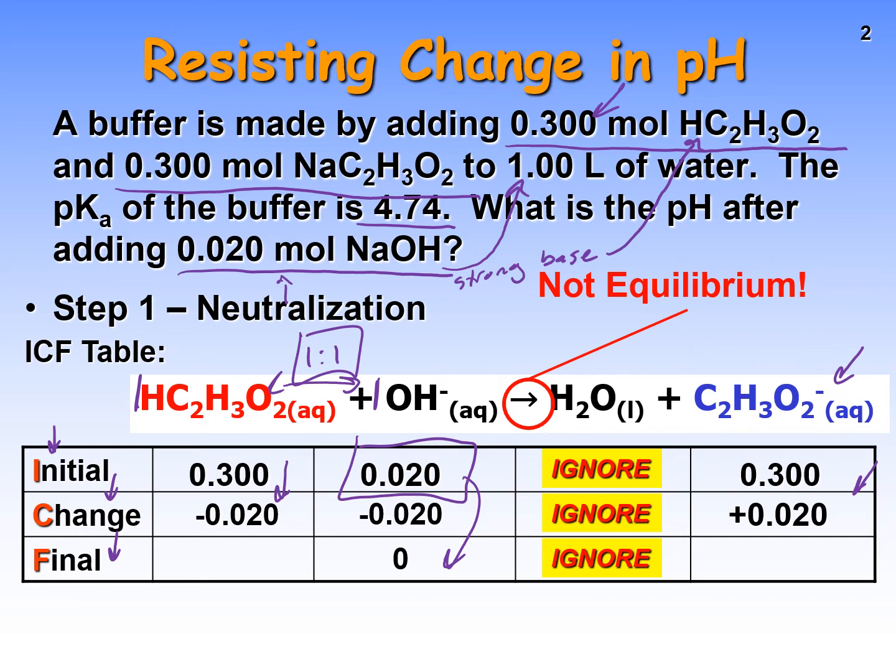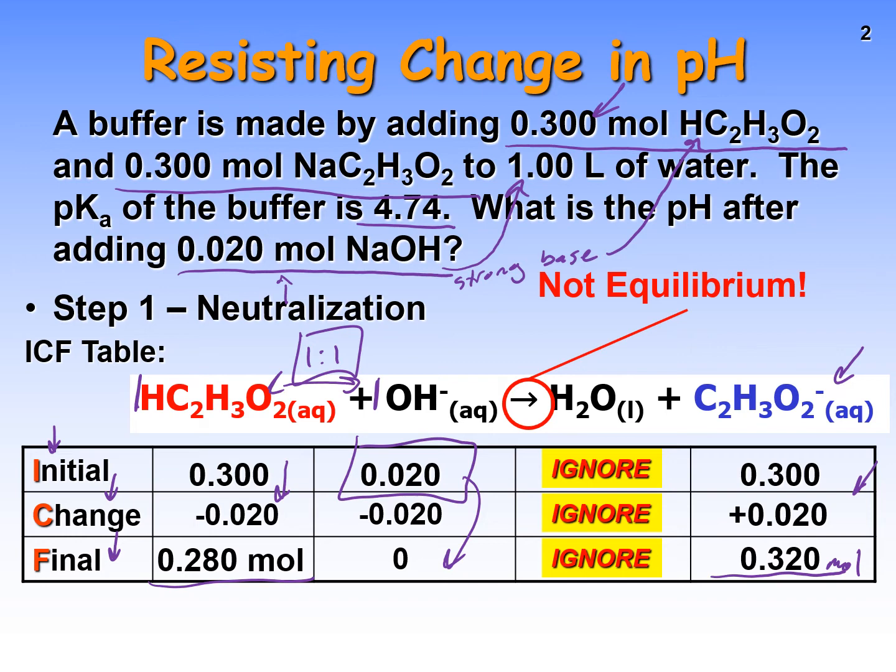Now, how do we get the final? Well, we just add the initial and the change like an ice table, but not because we're in moles here. Again, this is in moles. And we get these values. Notice we have significant amounts of weak acid and the weak base. This is a buffer situation.